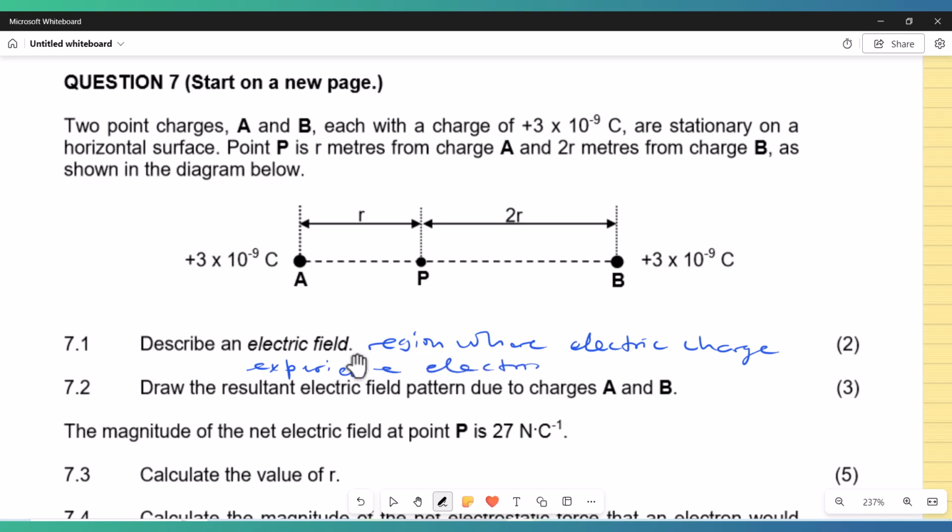The next question says draw the resultant electric field pattern due to the charges A and B. Now our A is positive, our B is also positive, so because they are both positive, they are going to repel each other, and because we use a positive test charge, the repulsion must be outwards, okay? So it will look like this.